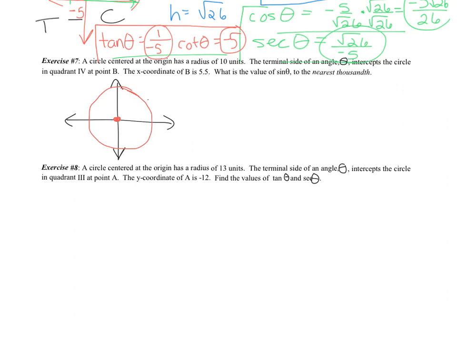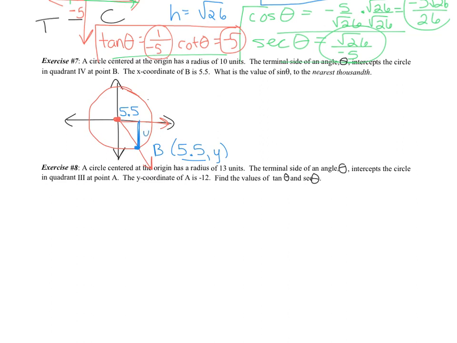The terminal side of an angle, theta, intercepts the circle in quadrant 4. So here's my angle in standard position. It intersects the circle at point B. So the x-coordinate of B is 5.5. I do not know the y-coordinate, so I'm just going to put a y. So let's fill in our information. We draw a reference triangle. Our x value is 5.5.